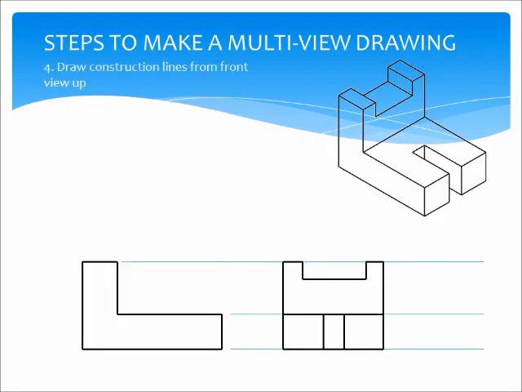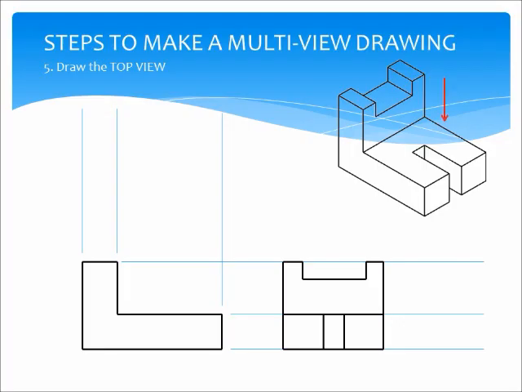Okay, so now we're ready for the top view. The top view always goes above the front view. The first thing we're going to do is take the front view and draw construction lines up from the edges of the front view. See that? And then we're going to draw the top view. The top view is what we see from the top.